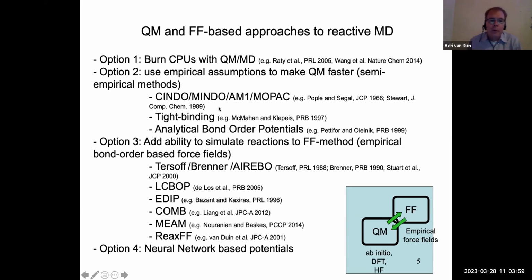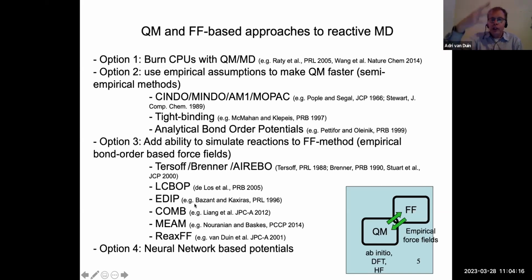Another option is to make quantum mechanics faster. So we go, for example, to semi-empirical methods, and a very popular method in that realm is what we call tight binding DFT. That essentially allows us to scale up DFT to something like thousands to 10,000 atoms or so.